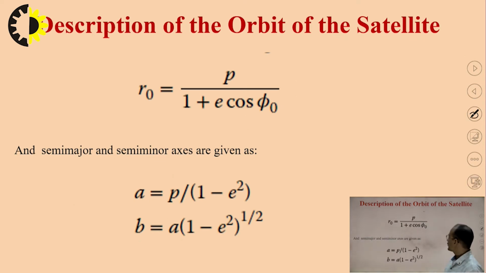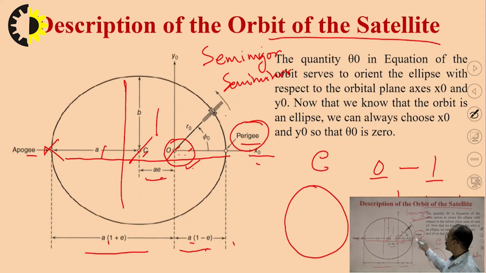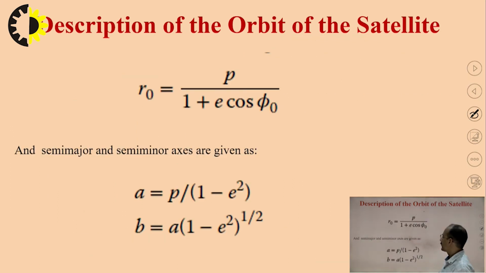Then the description of the orbit is r naught is equal to p upon 1 plus e cos phi naught. Here theta naught became 0 because of this equation, where it is lying in this plane. Now the semi-major and semi-minor axes are similarly given in this form: a is equal to p upon 1 minus e square, and b is equal to a times (1 minus e square) to the power half. So these are the semi-major and semi-minor axes.